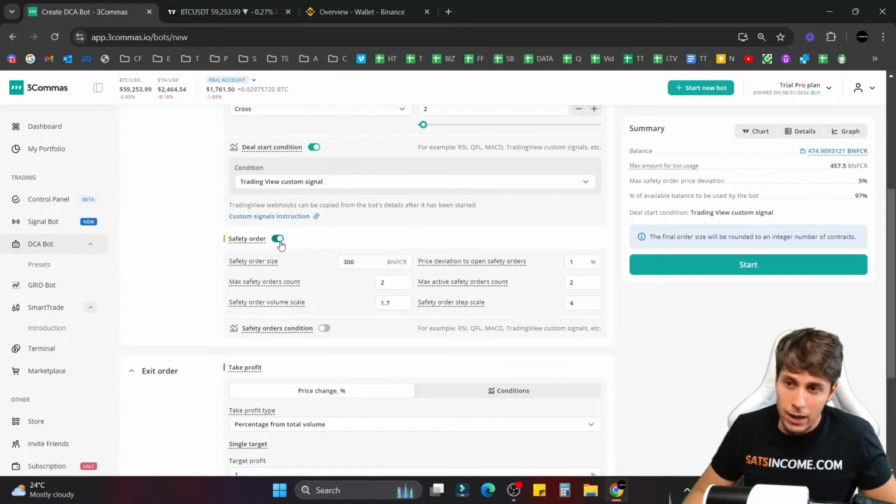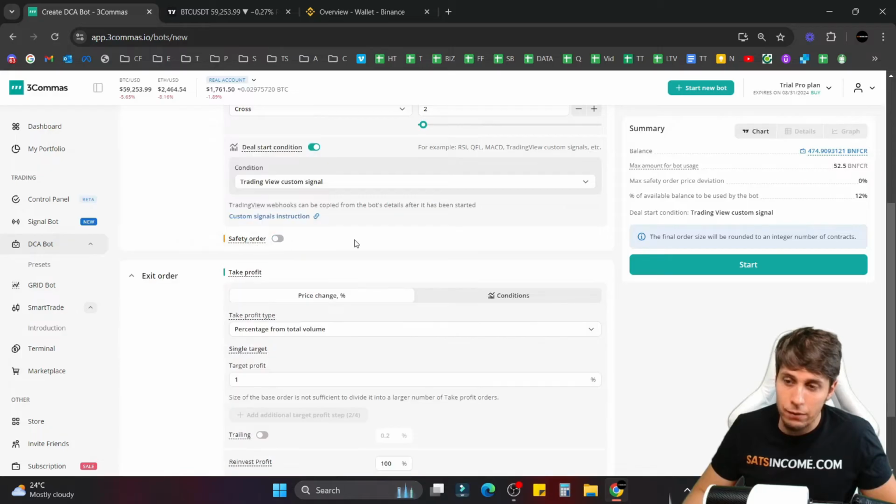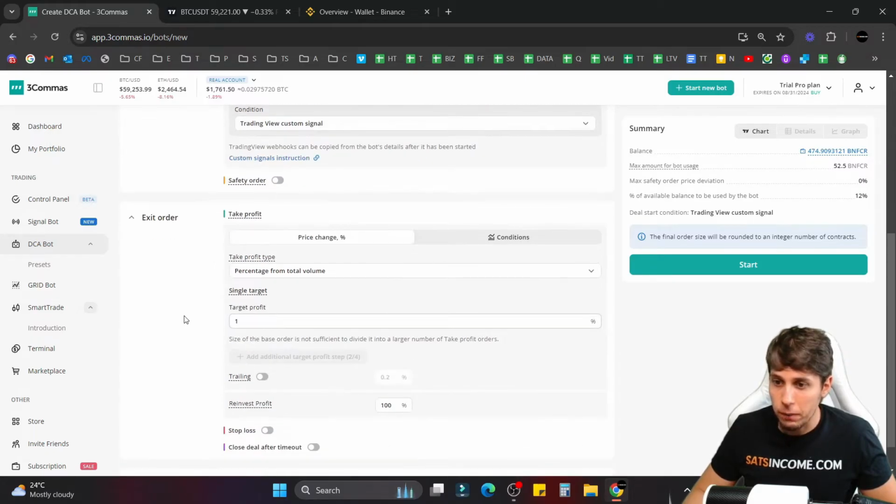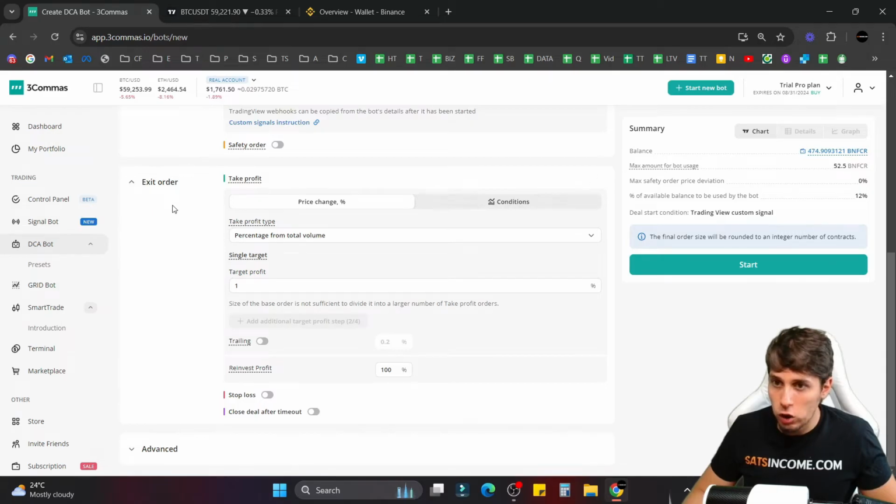The next thing that you guys have to do is to disable this safety order, because we're not really gonna be using this feature. And that's pretty much it. We are done with the second section right here, the entry order section. Now let's move to the exit order section.